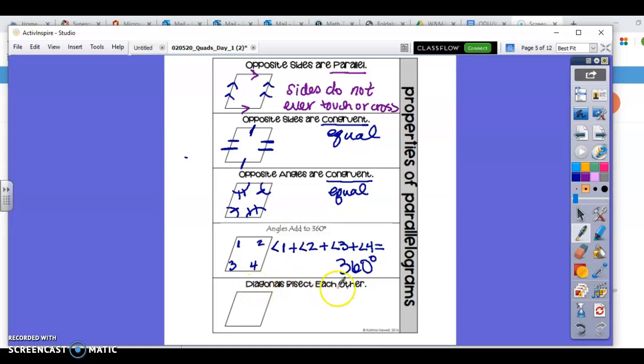And lastly, diagonals bisect each other. So what that means is that they are going to cut each other in half. So when we say half, that means we have 2 equal parts. So here's where they cut each other in half. This side is going to be exactly equal to this side, and this is equal to this. That means the diagonals have bisected. This point right here cut this into 2 equal parts, and this point cut this part into 2 equal parts.